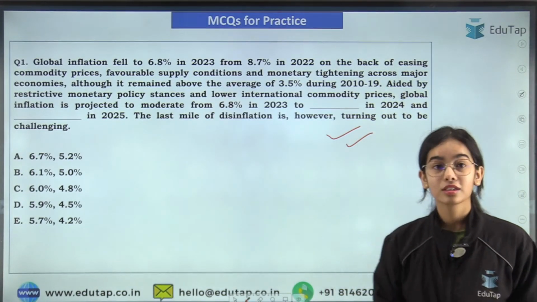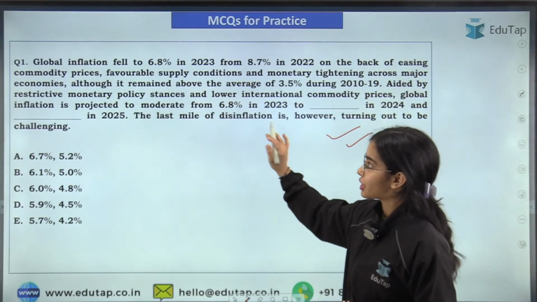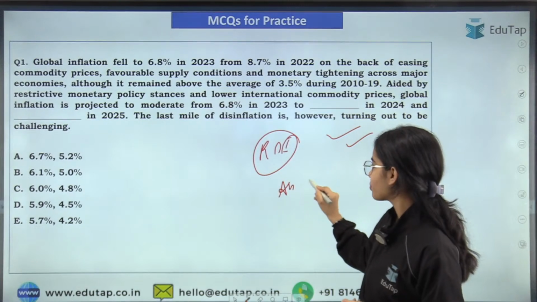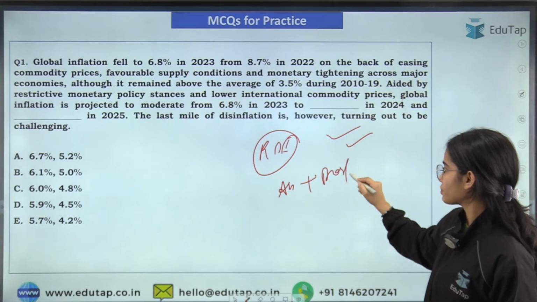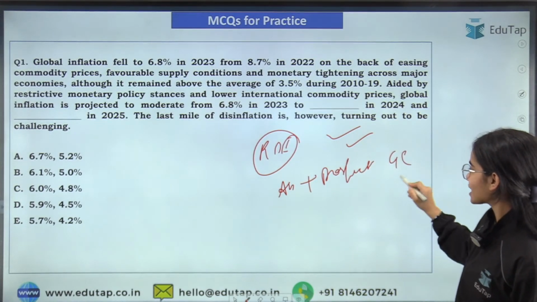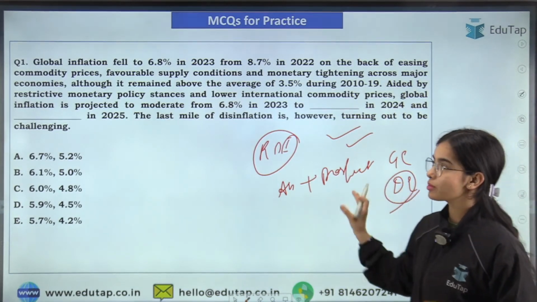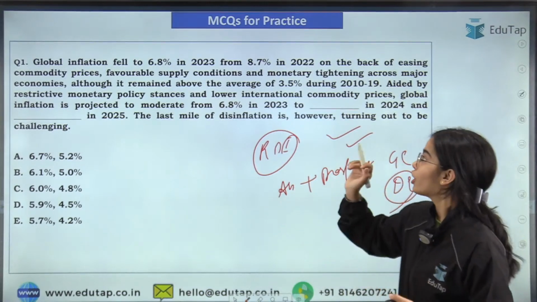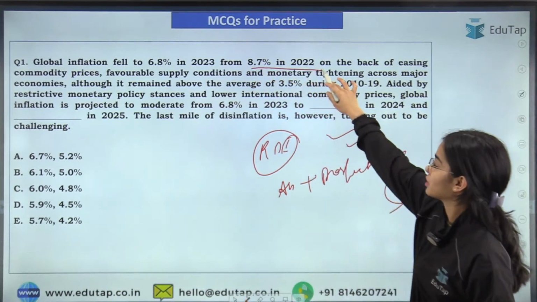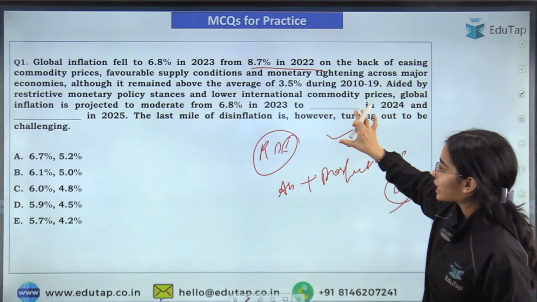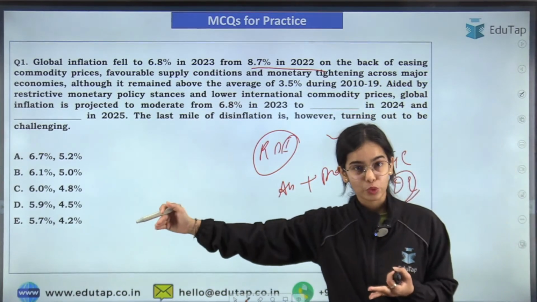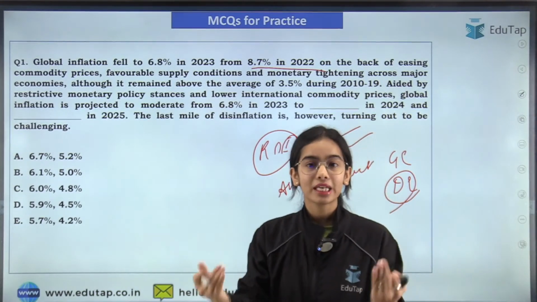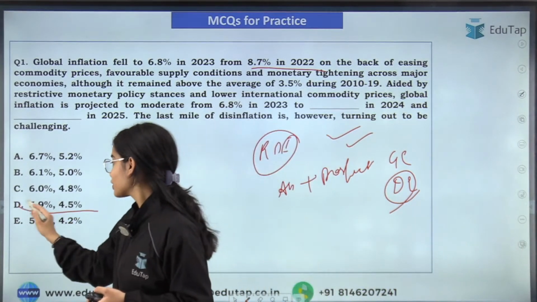Starting with global inflation. The Reserve Bank of India has given the assessment and the prospects of the global economy as well as the domestic economy. In terms of global inflation, it has fallen to 6.8% from 8.7%. So what is going to happen in the future? That means, what is the expected inflation rate for the future for the global economy? I'm getting the answer D. Let's see, is it correct?